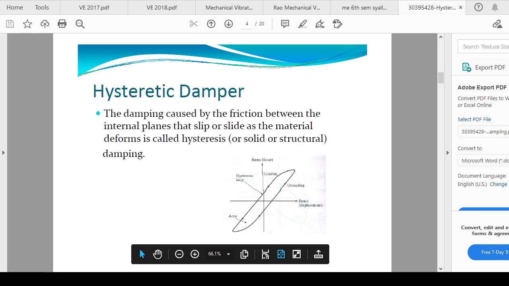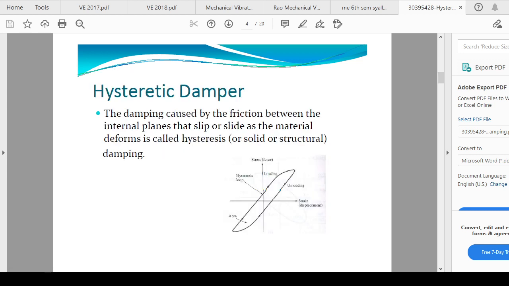So what is this hysteretic damper? Basically, the damping caused by the friction between the internal planes that slip or slide as a material deforms is called hysteresis or solid or structural damping. While in Coulomb damping, sliding occurs between two layers, and due to that friction between two different layers it is called Coulomb damping. But here it is the friction between the internal planes, so that's why it is called solid or structural damping as well.